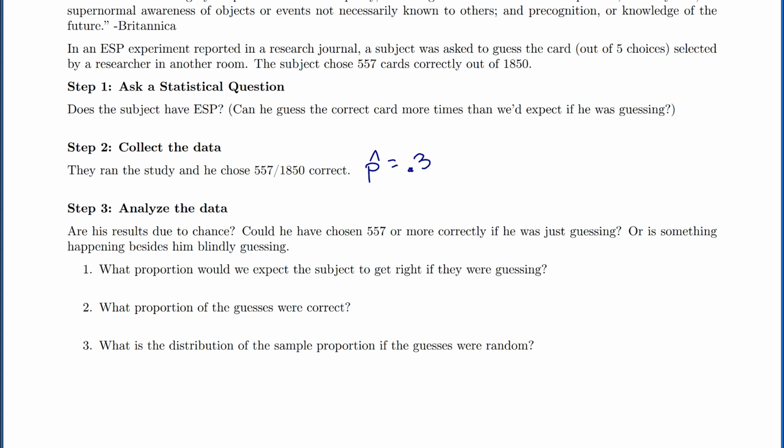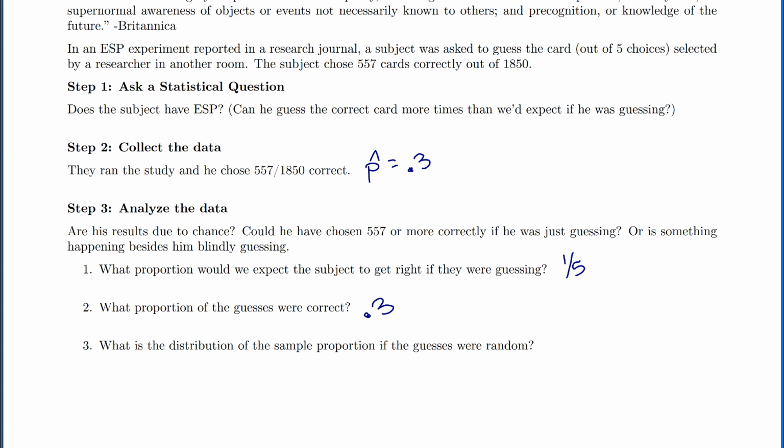What proportion would you expect him to get right if he was just guessing? They said he had 5 choices. So if he was truly just guessing, we would expect it to be 1/5. Now, what proportion of the guesses were correct? We said he got 0.3 correct. So what's the distribution of the sample proportion if the guesses were just random?